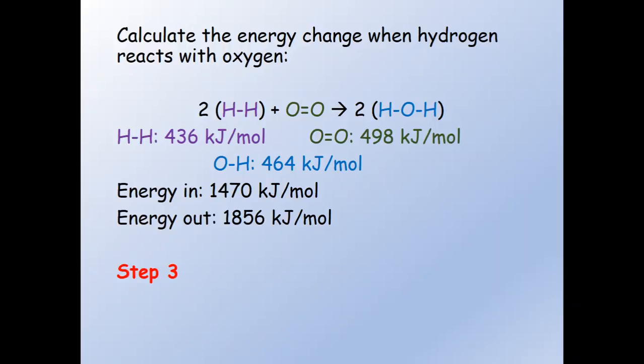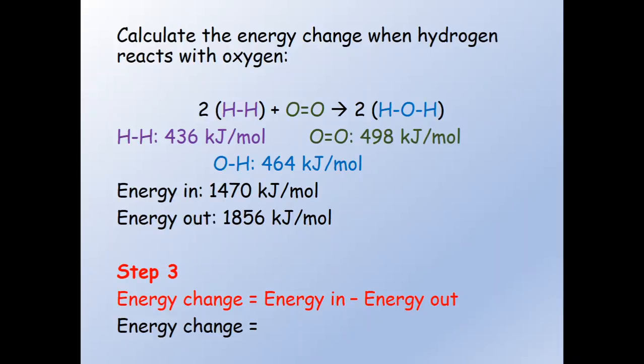Now step 3 is our final step, and here we have to calculate the energy change, and energy change is energy in minus energy out. Now we can just use those numbers that we calculated before and plug them in to this little equation here. So we get energy change equals 1370 minus 1856, and this gives us an energy change for this reaction of minus 486 kJ per mole.